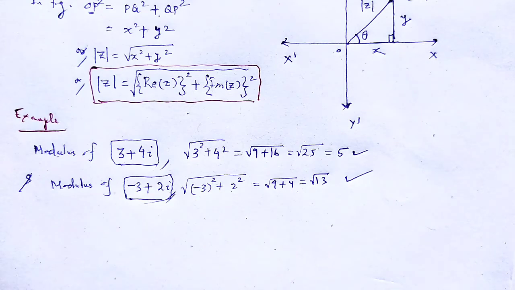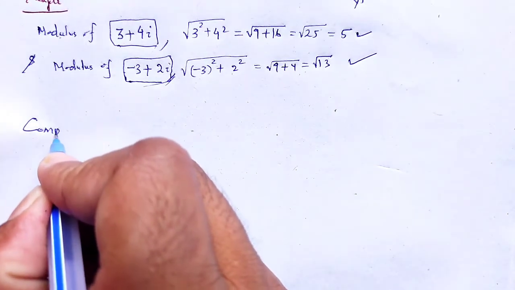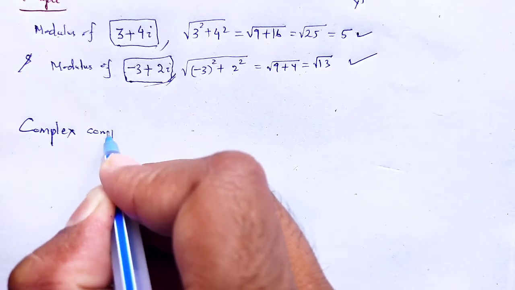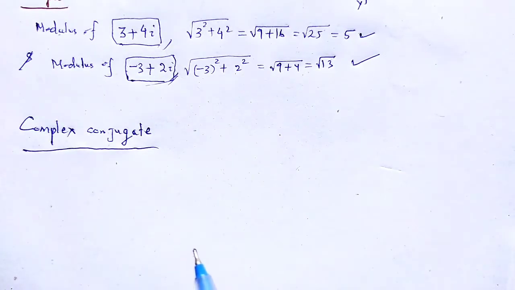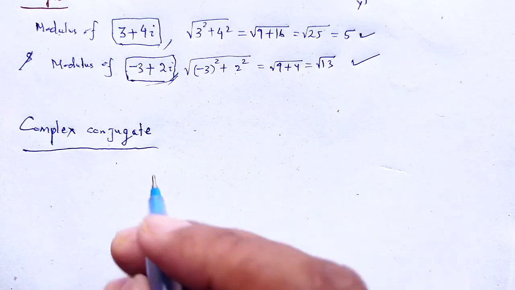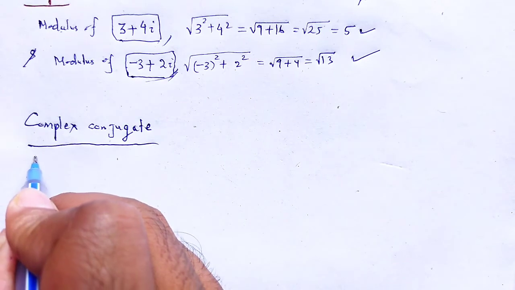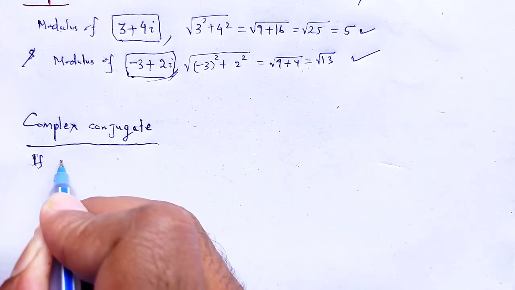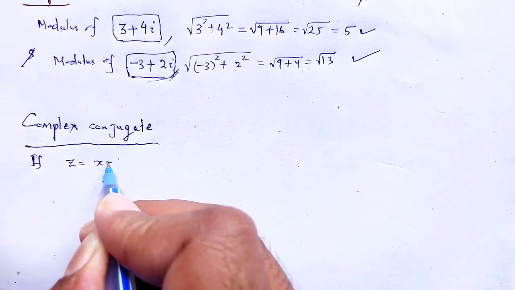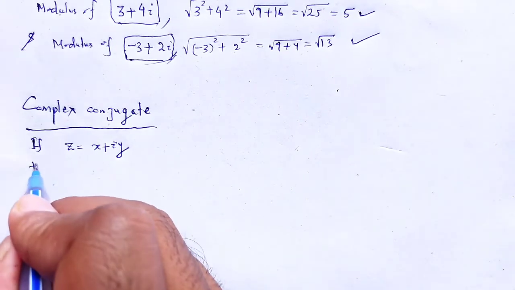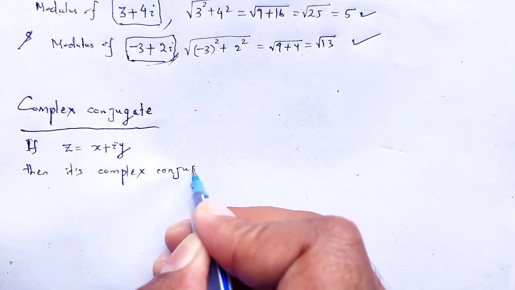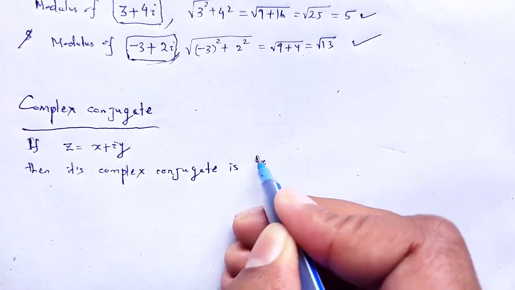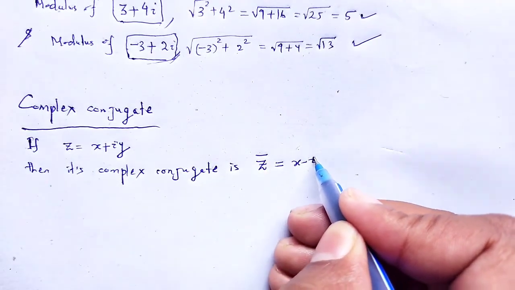Next, another term, complex conjugate. What is complex conjugate? If z is equal to x plus iy, then its complex conjugate is z bar and it is defined as x minus iy.